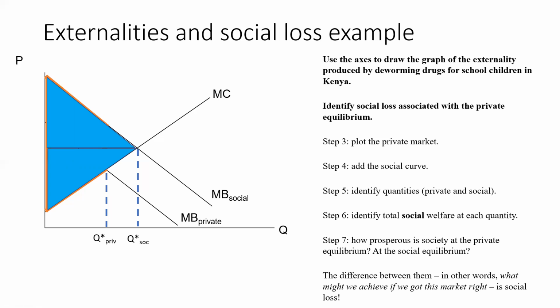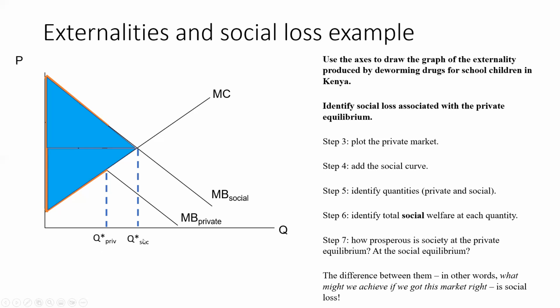And the last step is to think about this. All right, so step 7. How prosperous is society at the private equilibrium, which we outlined in orange? And how about at the social equilibrium, which we have now given in blue triangles here? So conceptually, you want to think about the difference between those, which is basically what could society look like? How good could we have it? What might we achieve if we got this market right?